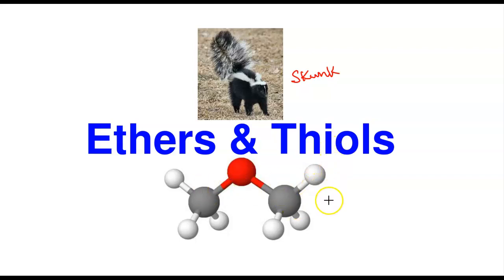And then this is the structure of a dimethyl ether. This is a methyl group, this is a methyl group, and this is oxygen. So this is the commonest ether that we're going to see as we move on. Okay, let's take it off from there.